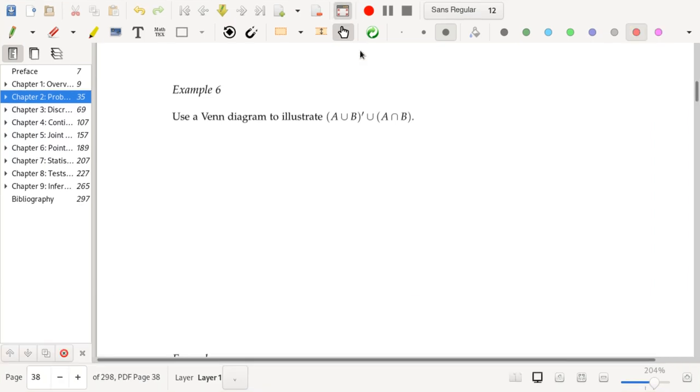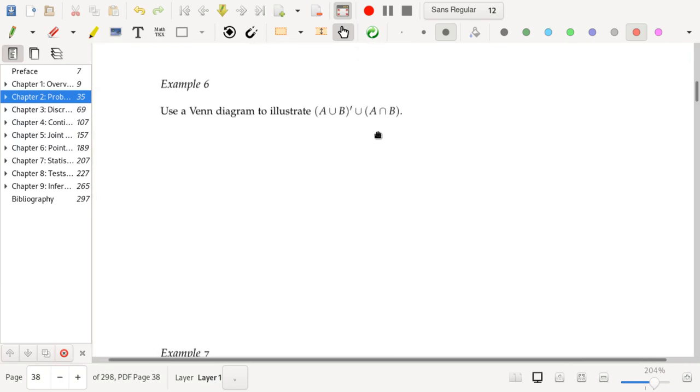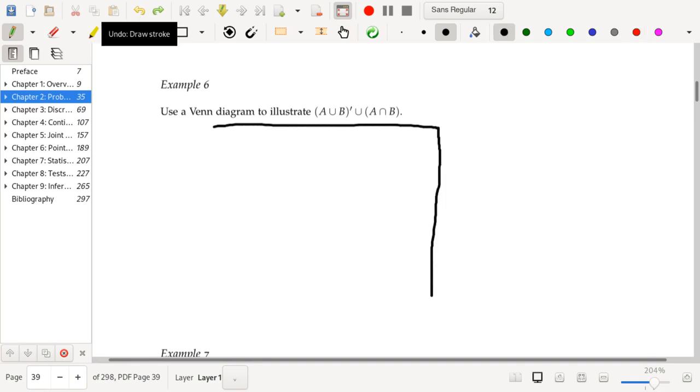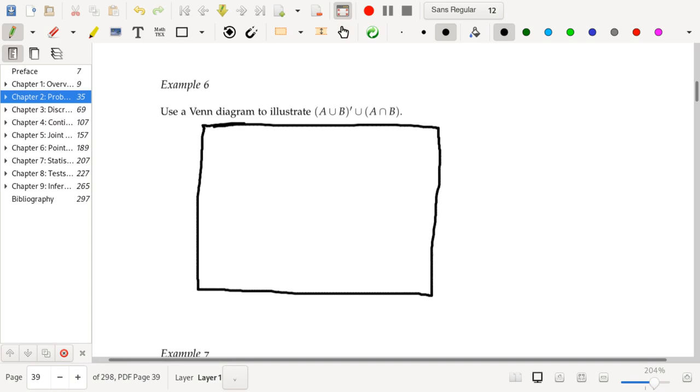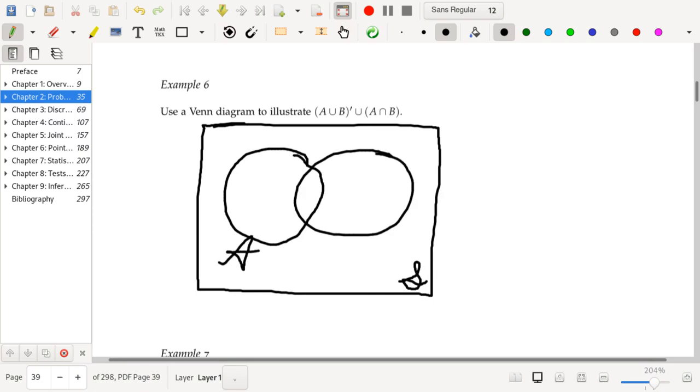Let's get started by just drawing the Venn diagram. So here is my Venn diagram for the sample space S. I have A and I have B. I'm first going to illustrate the event A intersected with B. I'm going to do so in blue. So A intersected B, that's the region that is in both A and B.